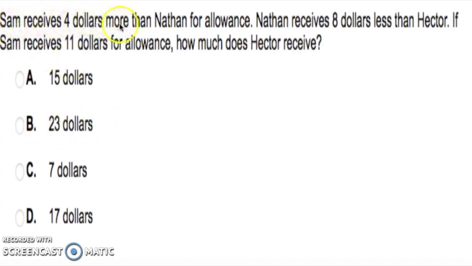Sam receives $4 more than Nathan for allowance. Nathan receives $8 less than Hector. If Sam receives $11 for allowance, how much does Hector receive? So let's start with what we know. We know that Sam, let me go grab my pen.